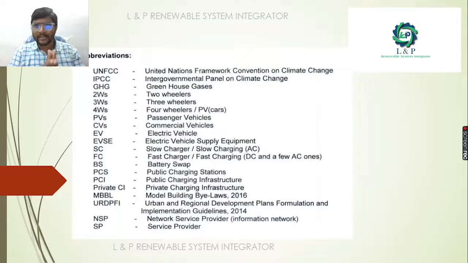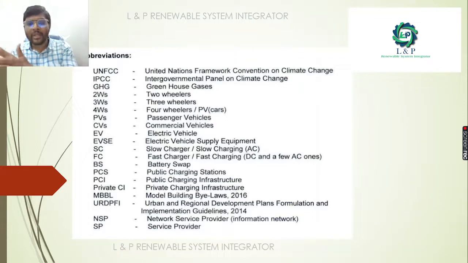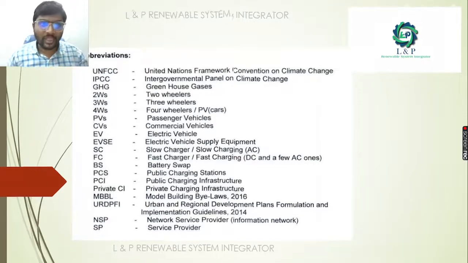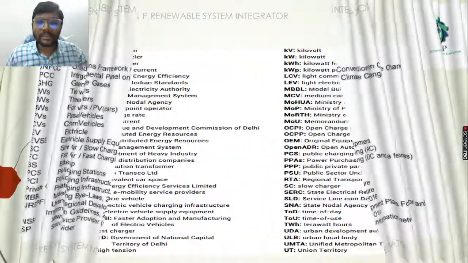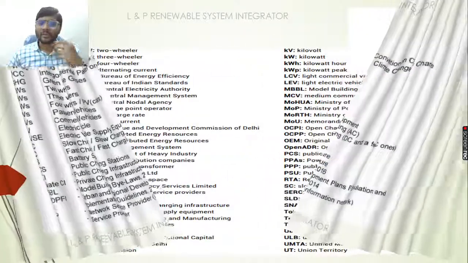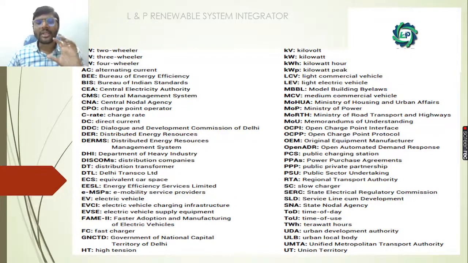In this part, we are going to use so many abbreviations. 2WS means two-wheelers, 3WS three-wheelers, 4WS four-wheelers, PV is passenger vehicle, CV is commercial vehicle, EVSM is electrical vehicle supply management. You're going to use so many short forms, so if you have any doubt while listening to the video, you can come back here and see the clarity of those short forms. Apart from these, there are a few more short forms we are using, so you can refer to these abbreviations.